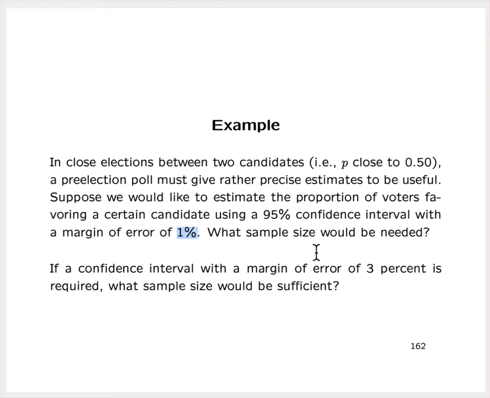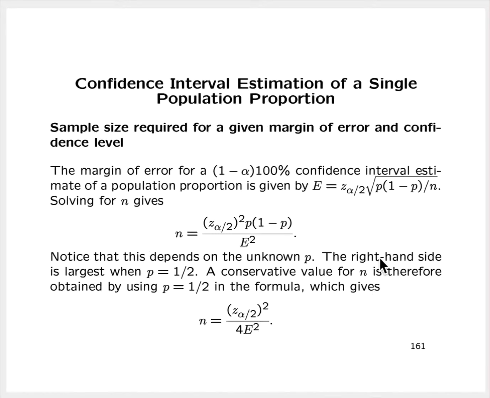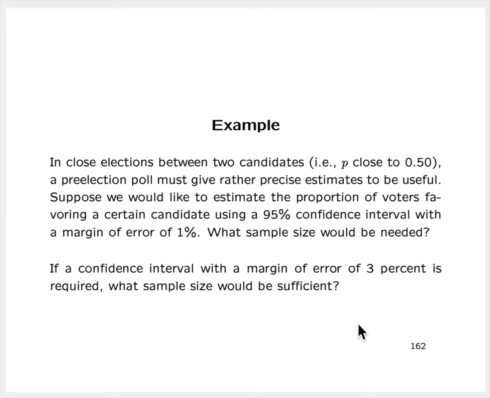What is the smallest sample size that would guarantee that? Now, what if a margin of error of 3% would suffice? What sample size would be sufficient for that? What would be the smallest sample size that would guarantee a margin of error of no more than 3%? Well, we can use the formula from the previous slide to come up with those sample sizes. And so let's take a look.